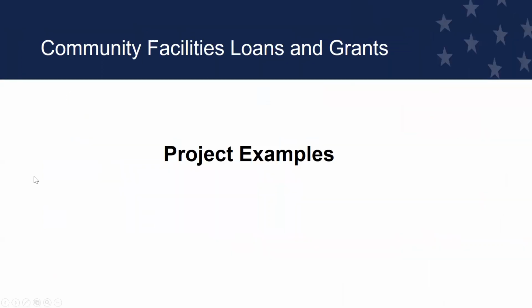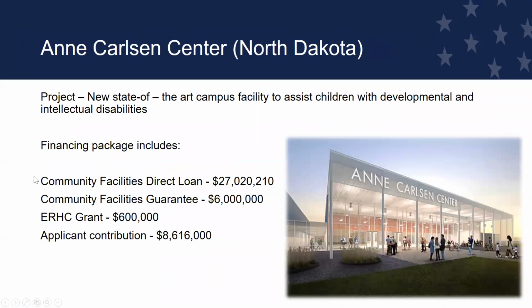Some project examples. Next slide, please. Just a couple of them. This one I really like: the Ann Carlson Center in North Dakota. It helps with developmentally disabled children, but also young adults, children on the Asperger's scale, children or young adults that are trying to gain skills to assimilate in the community. We put in a $27 million direct loan, a $6 million guaranteed loan, $600,000 in emergency rural healthcare grants, and the community went out and raised $8.6 million for this facility. Very neat project. Next slide, please.